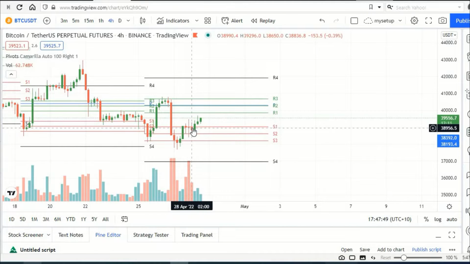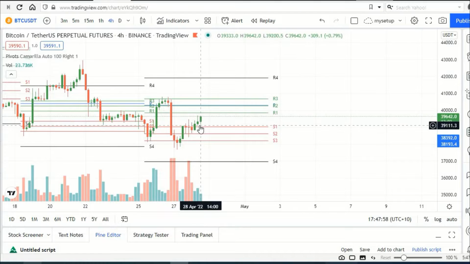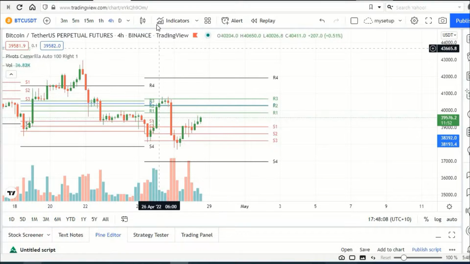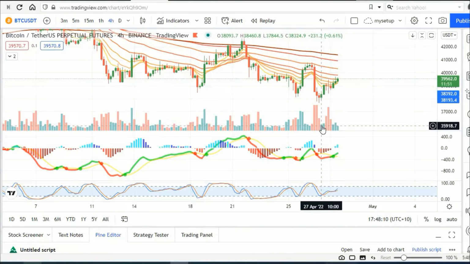Now it has progressed a bit, because it took a good support at the trend line level. It's able to bounce back along with the global markets. Now it's trading around this S1 and R1 level, so this signifies a sideways movement for the Bitcoin price for now.